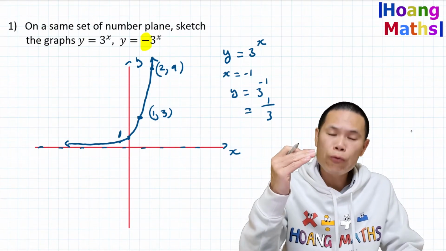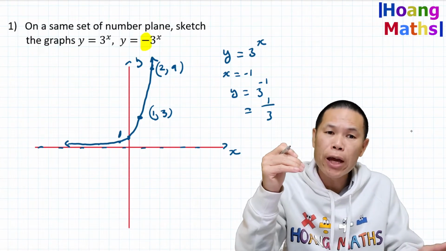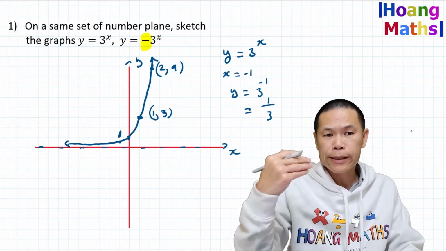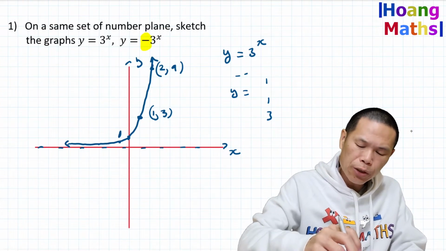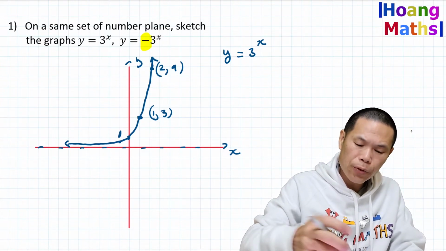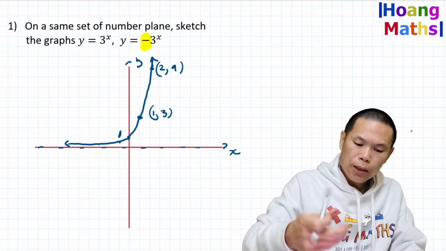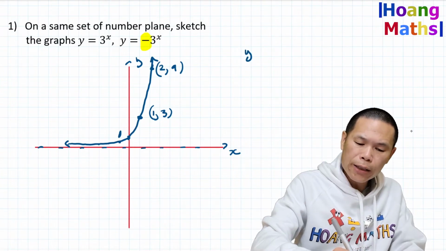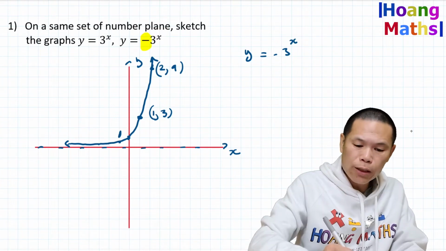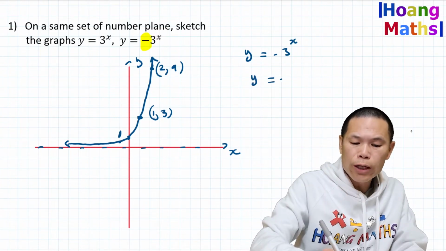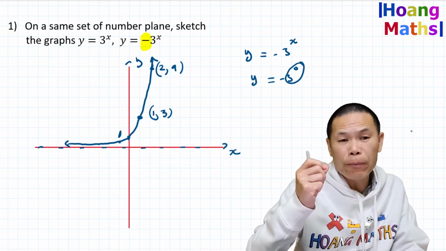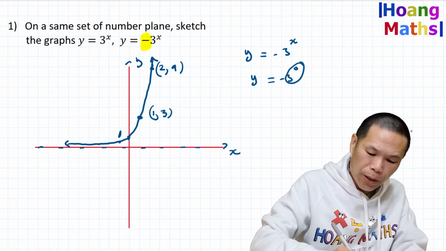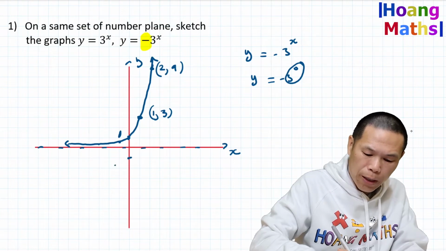Now if you do not recognize it's the reflection about the x-axis, what you can do is the same process, just find a couple of points. Let me clear this first. So let's say y is equal to negative 3 to the power of x. When x is 0, that means y equals negative 3 to the power of 0. 3 to the power of 0 is 1. So the answer is negative 1. There you go. So negative 1 here.